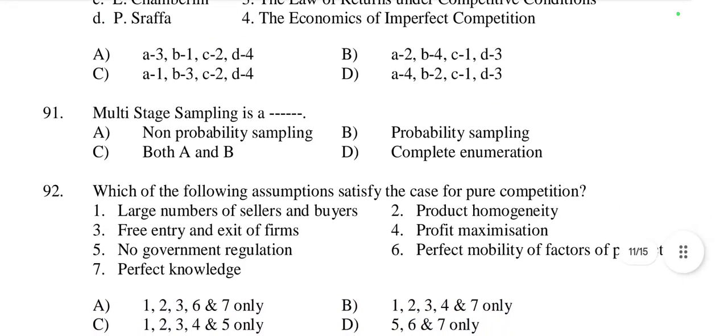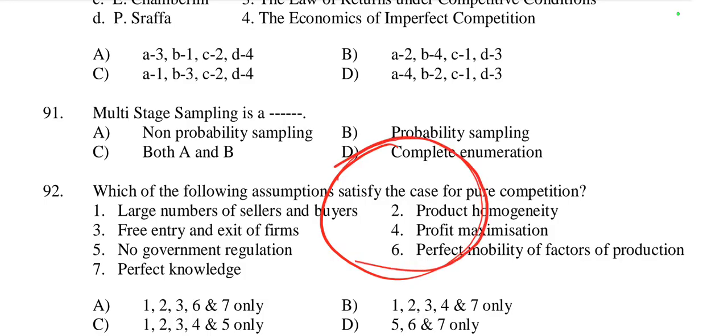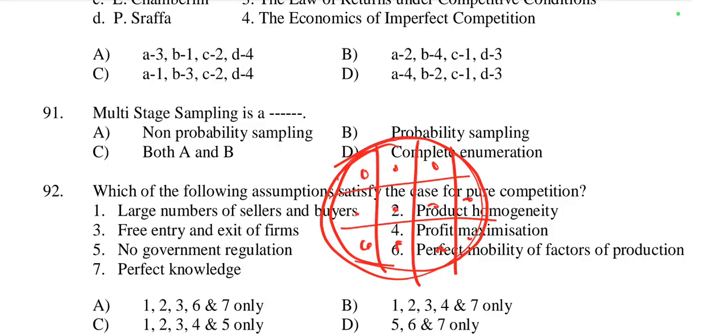The next question, 91: multi-stage sampling is a non-probability sampling, probability sampling, both, or complete enumeration. Multi-stage sampling means first we have to divide the total population into different strata or groups. Then we have to select the items from those different strata or groups.